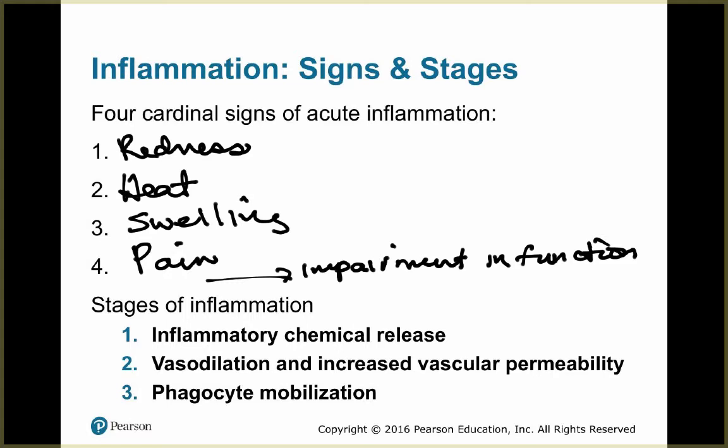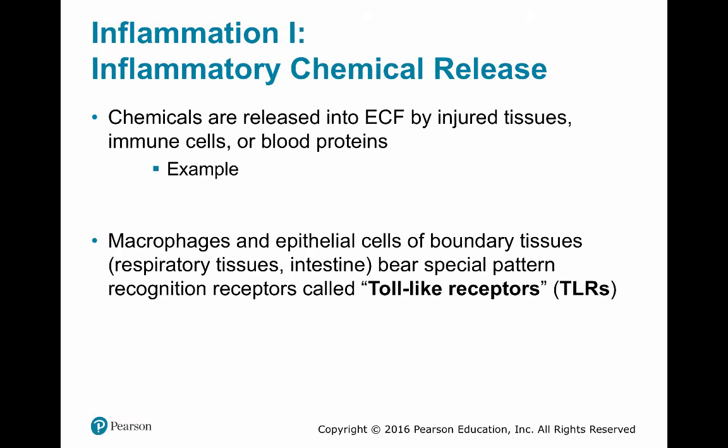Now, there's stages of inflammation. The first is inflammatory chemical release. The second is vasodilation and increased vascular permeability. And the third is the phagocytic mobilization. And so we're going to talk about each one of these really quick. So the first, inflammatory chemical release, basically happens when chemicals are released into the extracellular fluid because of tissue injury or immune cell activation or blood proteins, right?